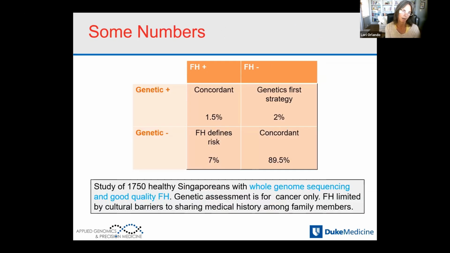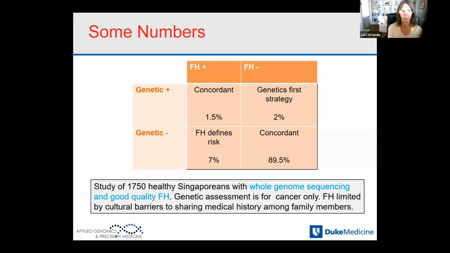All right, so we're going to go back to some numbers I gave you a few earlier on in that one study that we did in one health system. This is the only study that we've done to date where we have really good family histories and whole genome sequencing, where we can look at, in a healthy population, what the relationship is in the concordant and discordant groups. So it was 1,750 people in a study in Singapore, and it was a biobank study where they had to be healthy. And we looked at cancer only for the genetic and the family history relationship for this study.